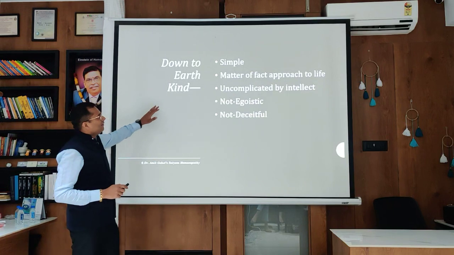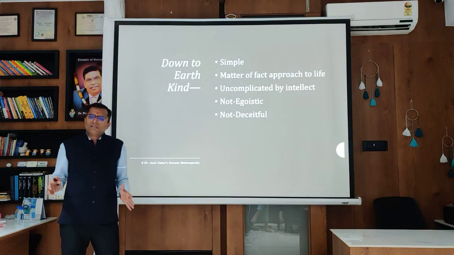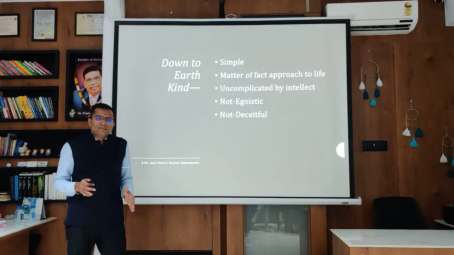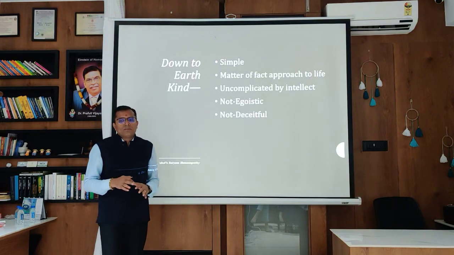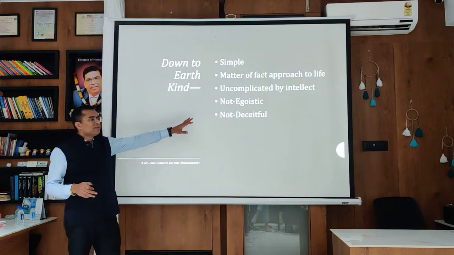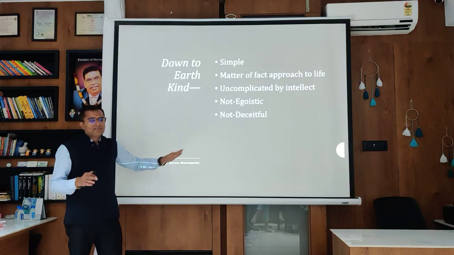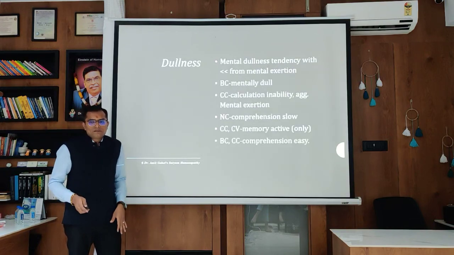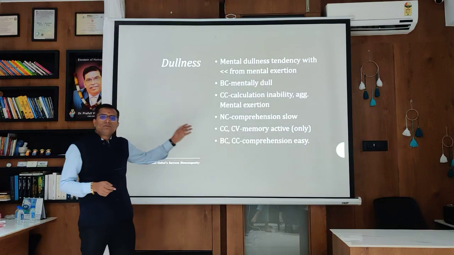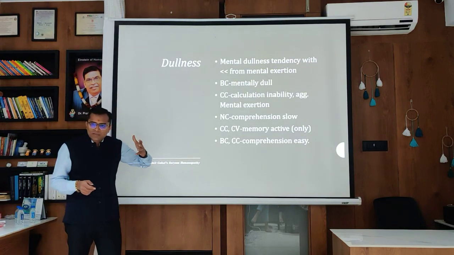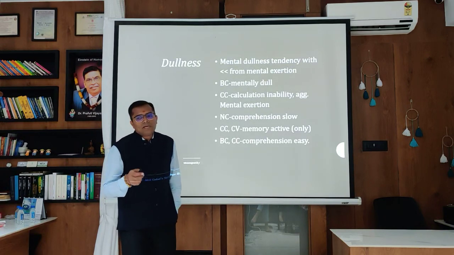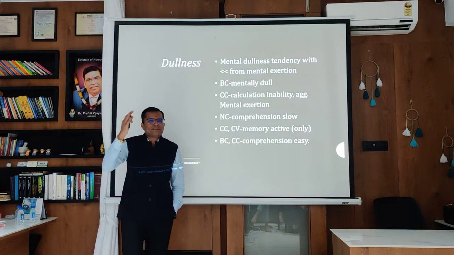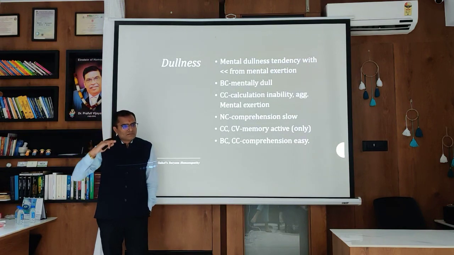What happens at the mental level? See, due to this slowness and sluggishness, what does the mind tell? They are very down to earth. They are simple, with a matter of fact approach to life, uncomplicated intellect, not egoistic, no deceitfulness. This is at the mental level. Why? Because the intellect got dull. So the mental dullness tendency aggravates from mental exertion. Every exertion can lead to dullness.